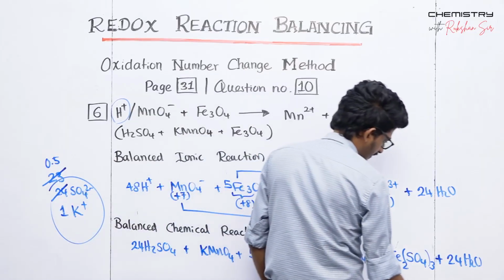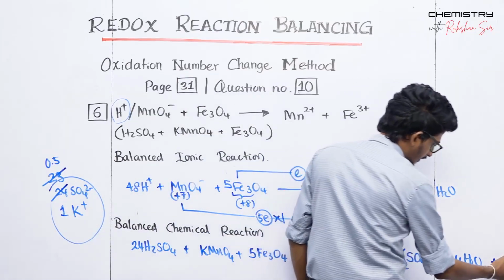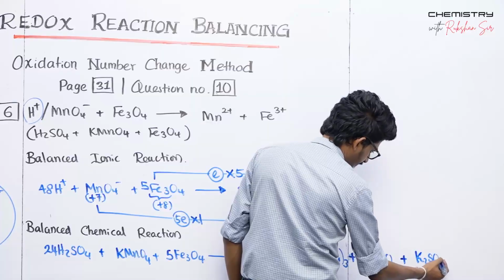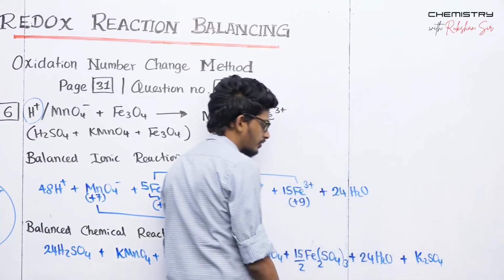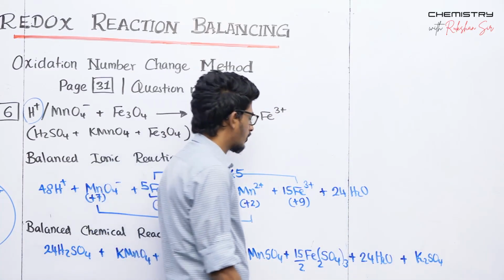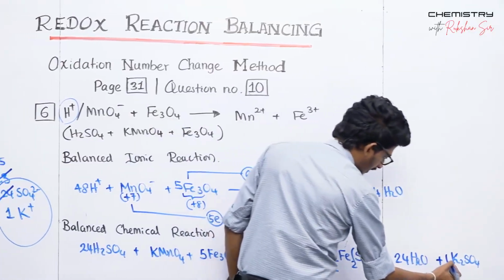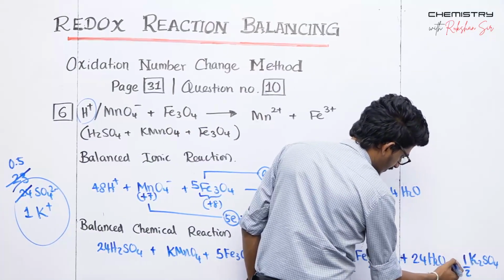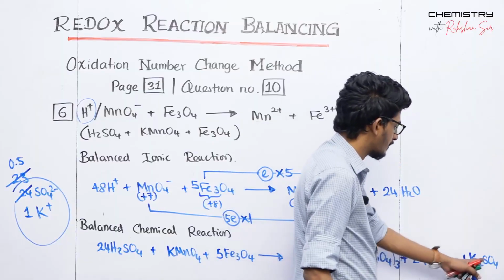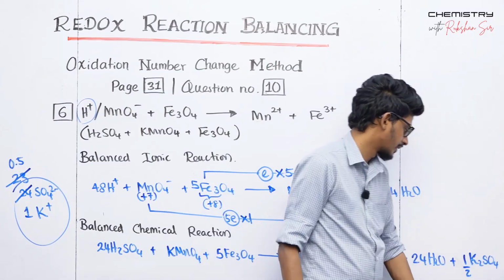K plus and sulfate combine to give you K2SO4. Exchange of valencies gives you K2SO4. But you have only 1 K plus and 0.5 sulfates, so this should be some half, providing you 1 K plus and half of a sulfate.